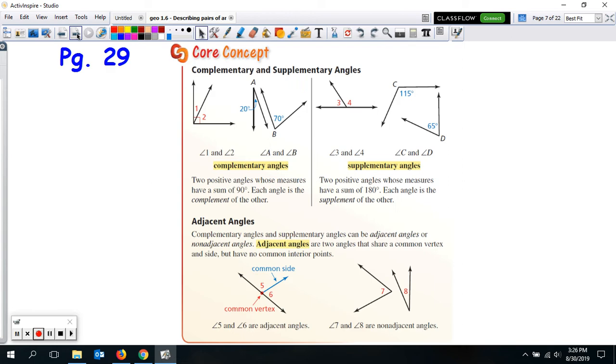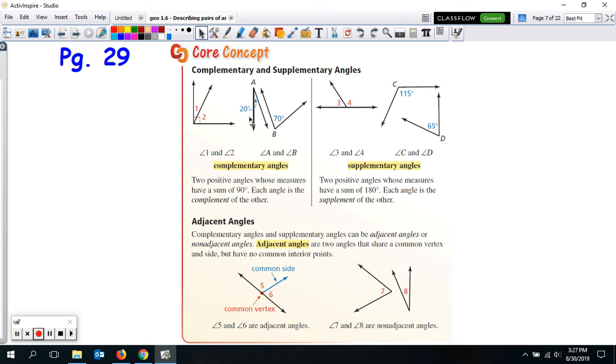On page 29, you'll see some vocabulary there, but they're all written in the core concept on this one. So you just need to highlight core concepts for your vocabulary, starting with the complementary and supplementary angles. Complementary angles mean, as you can see, adding up to 90 degrees. So you have the word complementary, or you could also talk about complement. Each angle is the complement of the other because they add up to 90 degrees.